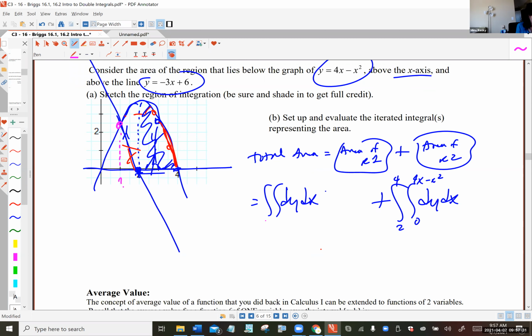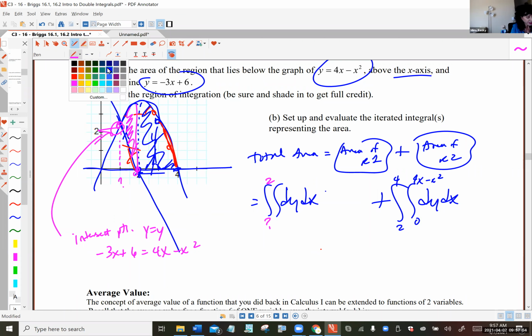It's going to be something, and I can see that the upper pure number is 2 because region 1 goes up to the 2. So you're going to have to check what the intersection points are, and this is something you did in a pre-calc class. When does y equal y? When does the line negative 3x plus 6 equal 4x minus x squared? And this is a quadratic equation.